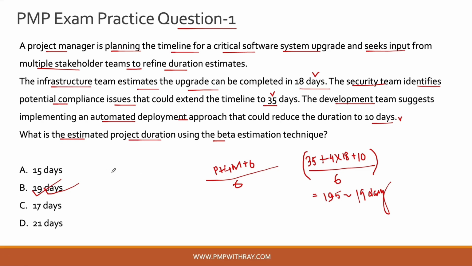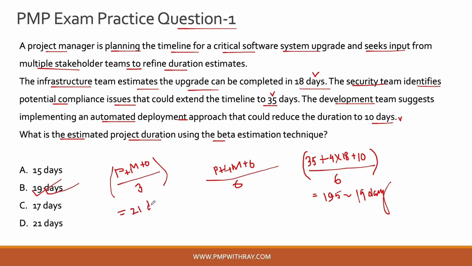However, if you have applied the wrong formula here, for example, if you don't know what is the PERT or the beta estimation technique and you apply the formula of P plus M plus O divided by 3, which is actually a triangular estimation or a 3-point estimation and not a beta estimation, you will end up arriving at the wrong answer, which is 21 days.